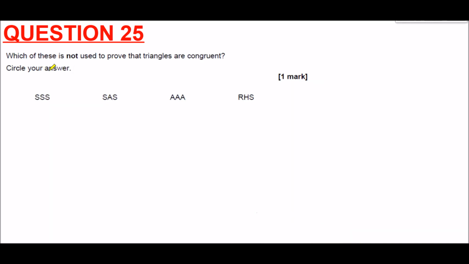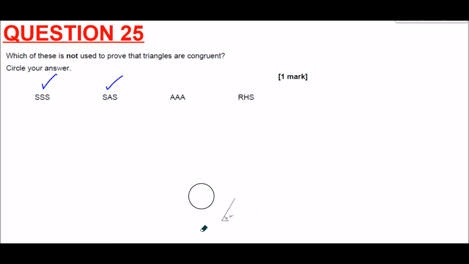Question 25. Which of these is not used to prove that triangles are congruent? Side, side, side. If all the sides of two triangles are the same, they've got to be the same. Side, angle, side. That does prove that two triangles are the same. So that one does. That one does. If you know two sides and the angle trapped between the two sides of two triangles, they will be the same. But this one over here, angle, angle, angle. Now, what I'd try to picture is an equilateral triangle.